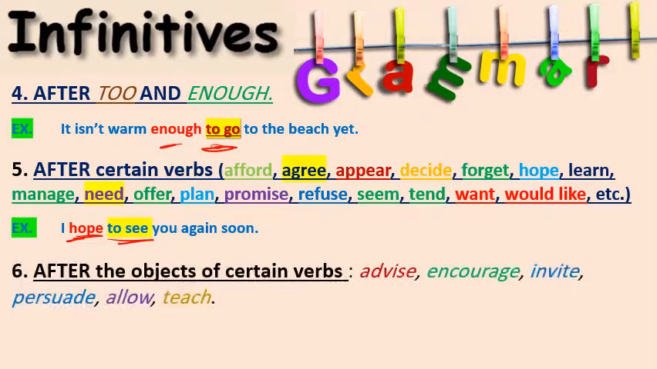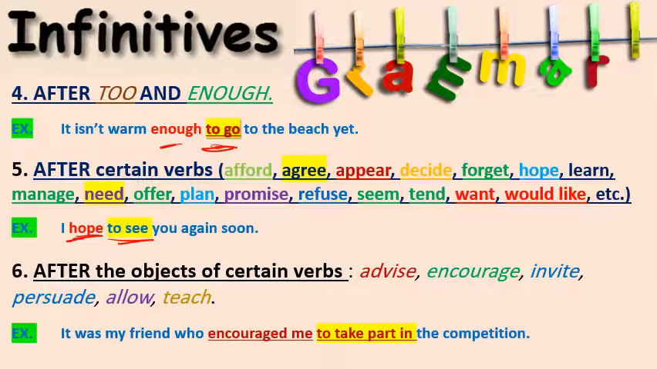We also put to plus infinitive after the objects of some verbs like advise, encourage, invite, persuade, allow, and teach. For example, it was my friend who encouraged me to take part. The verb here is encouraged, the object is me, followed by to take part. So we use full infinitives for many different reasons.